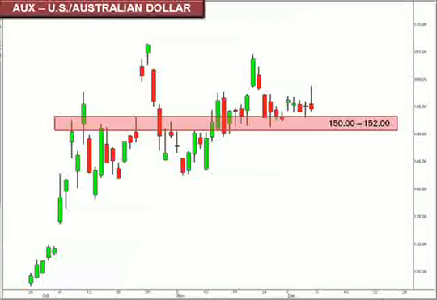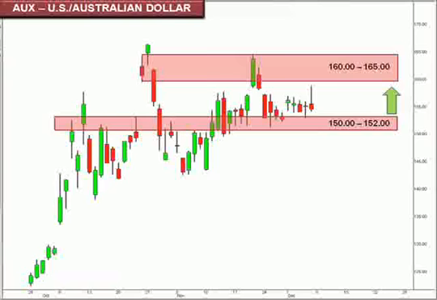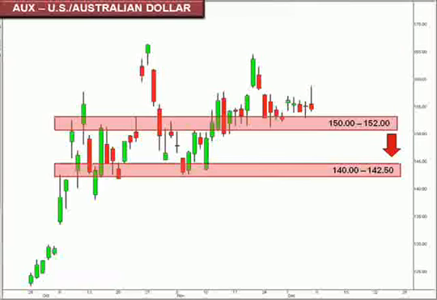And finally, the AUX, the US versus the Aussie dollar, spent the week consolidating along our support area identified between 150 and 152. The 160 to 165 focal zone remains a target should the pair value rally from these levels. If the pair value does not hold at this level, however, the 140 to 142.5 box remains our downside target.